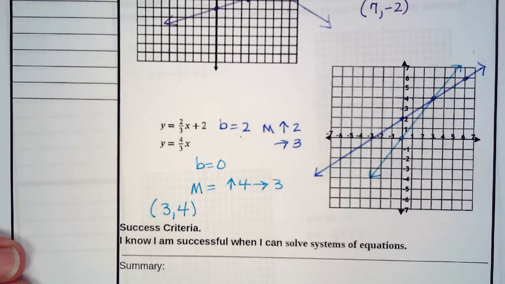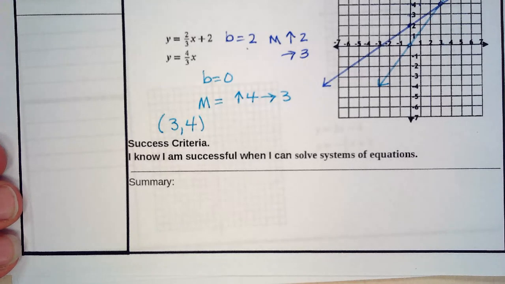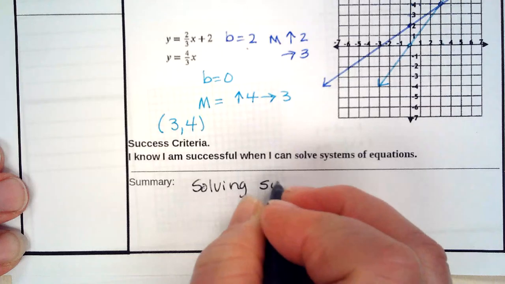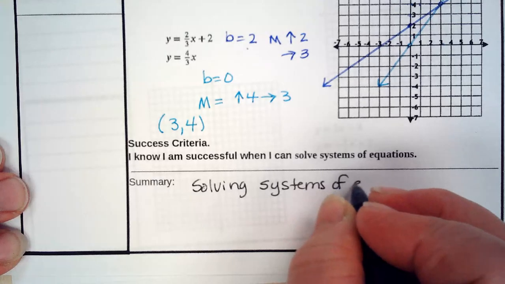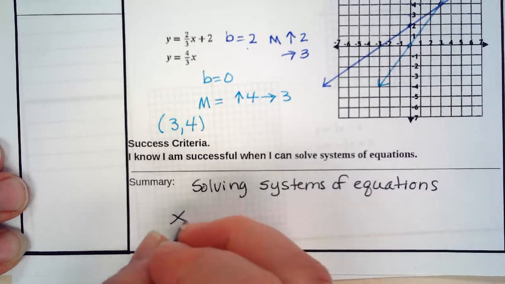So, how do you know you're successful? You know when you're successful when you can solve any system of equations. There are 3 different ways we solve systems of equations. The first one is by graphing. The second one is by substitution. And the third one is by elimination. So we are now solving systems of equations, and specifically graphing.